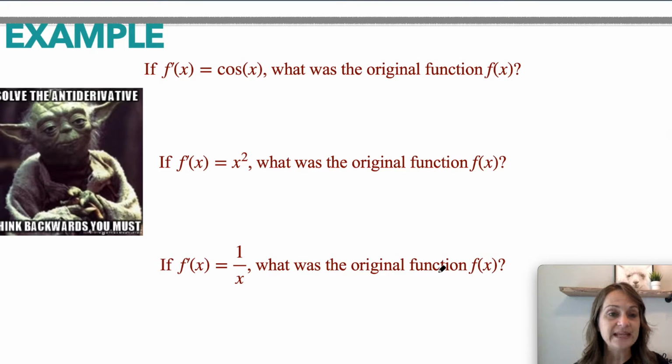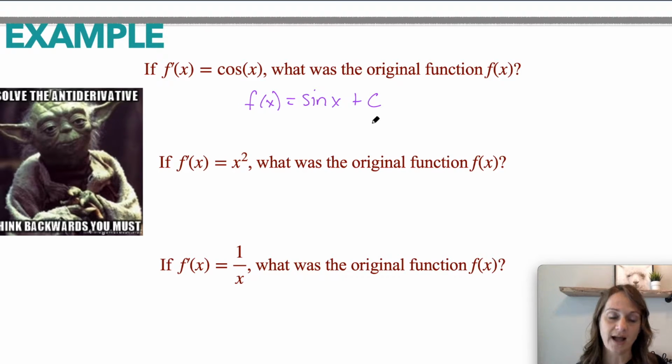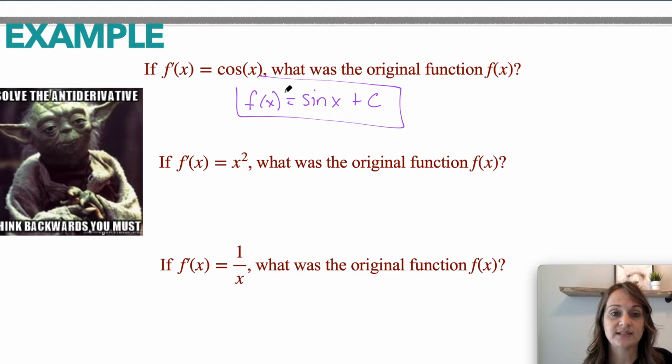For example, if the derivative was cosine, then what was the original function? If you think back, what function, when you take the derivative, gives you cosine? The answer is sine of x, and then again, you have to do plus c. Why? Let's take the derivative of this to make sure we get cosine. The derivative of sine is cosine, and the derivative of a constant is 0, so it goes away. So it worked. You have to put a plus c because you're not sure if the original function had a constant.